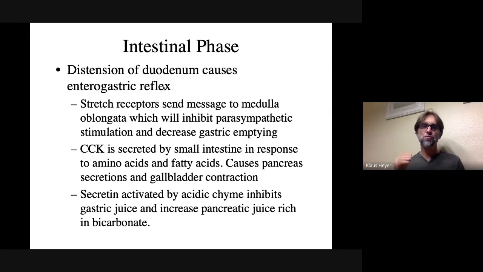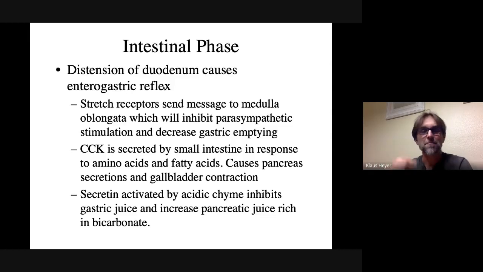So we have two hormones in the intestine here that are going to work to do that. CCK, which stands for cholecystokinin. CCK is secreted by the small intestine, and that's because it notices that there's fatty acids and amino acids. And so it causes the pancreas to secrete its enzymes because you want all those enzymes, aminopeptidase and carboxypeptidase, whatever they were, trypsin, chymotrypsin, right? And also you want the gallbladder to contract because there's lipids in there. There's fatty acids. So you want the gallbladder to contract to release bile into the intestine. So that's what CCK does.